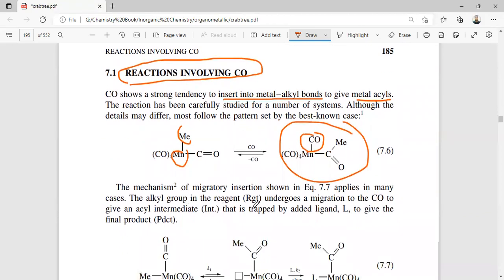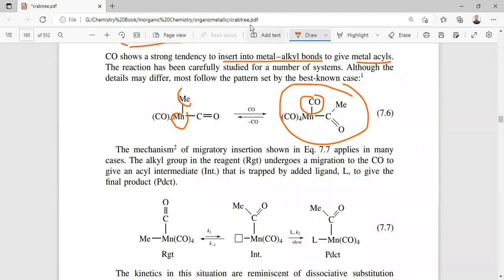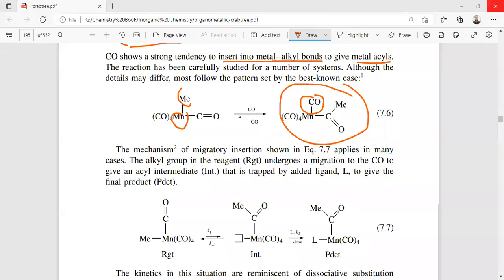The mechanism of the migratory insertion reaction applies in many cases. The alkyl group in the reagent undergoes migratory insertion with the CO to give the acyl intermediate. This is trapped by the added ligand L to give the final product.